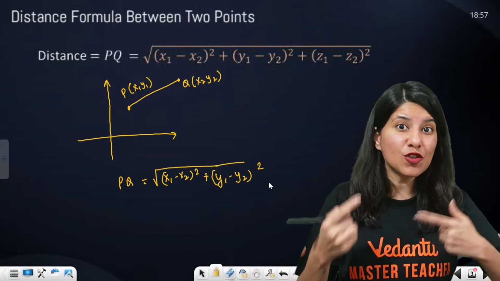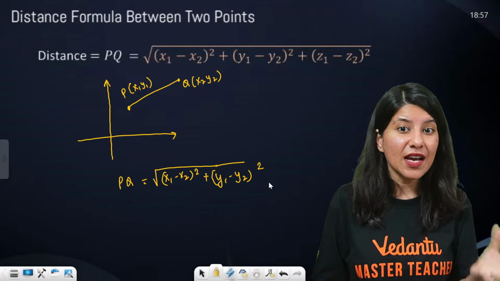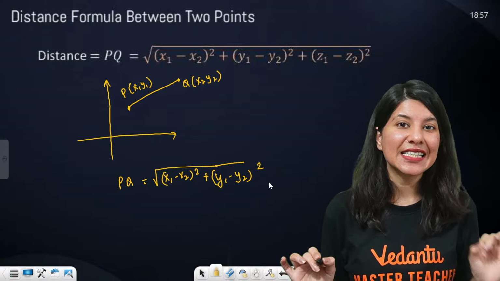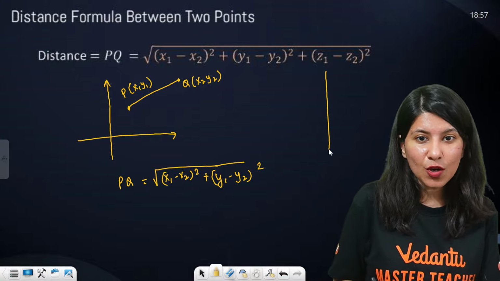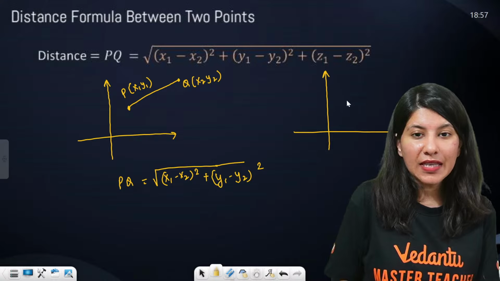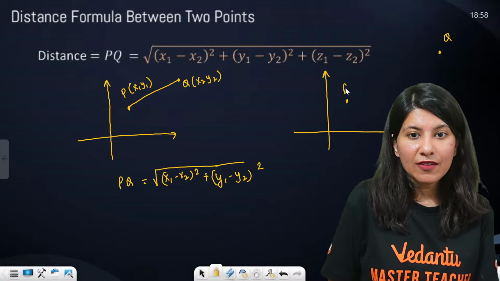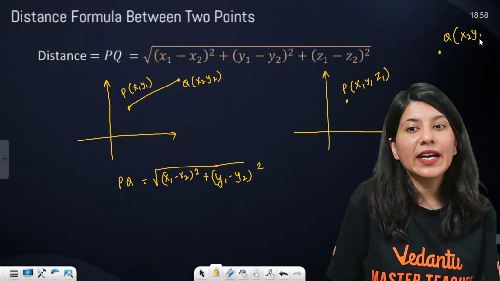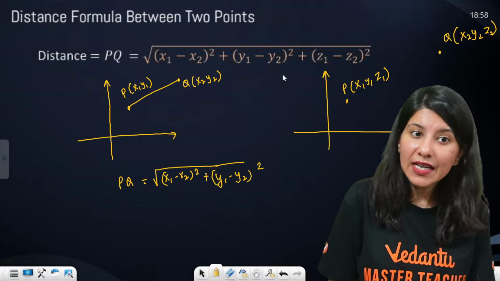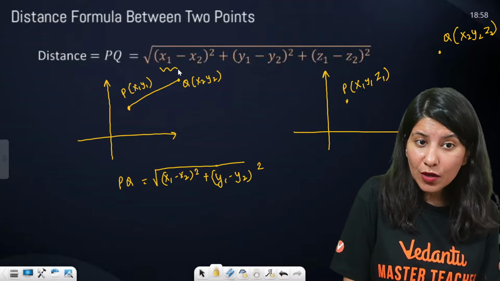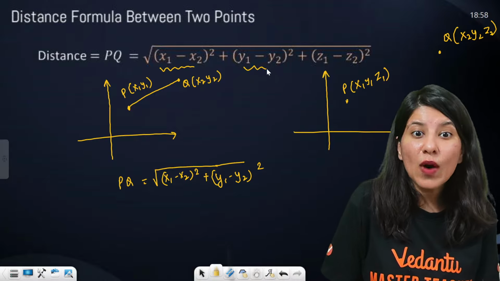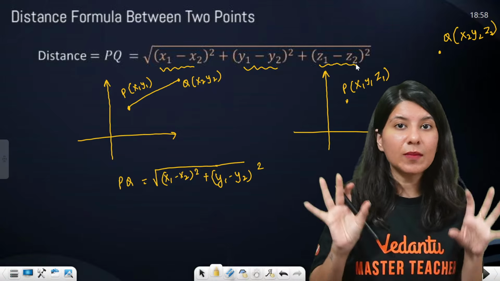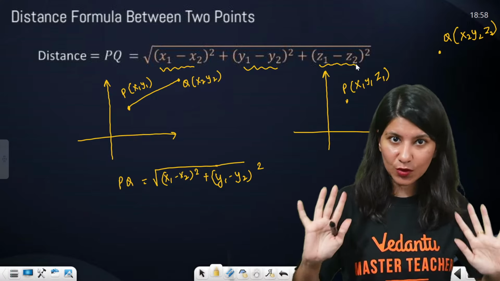Now in 3D geometry, the third dimension is introduced. A new character is introduced, the new character is Z. So now in 3D geometry, you have points P and Q, where P is (x1, y1, z1) and Q is (x2, y2, z2). Again, PQ will be the square root of (x1 minus x2) square plus (y1 minus y2) square plus (z1 minus z2) square. So one extra term, (z1 minus z2) square, will be an additional term for you.